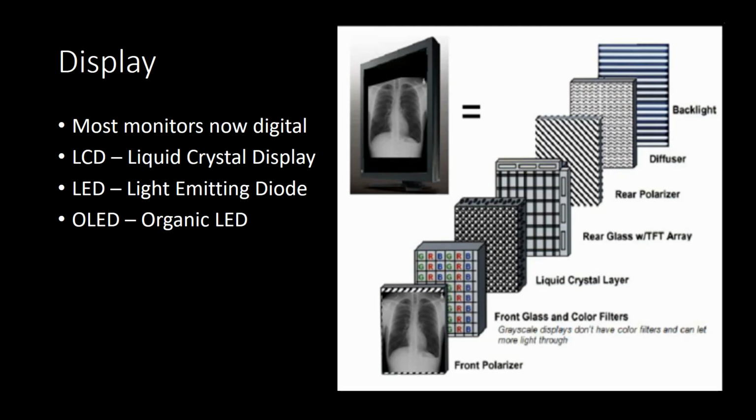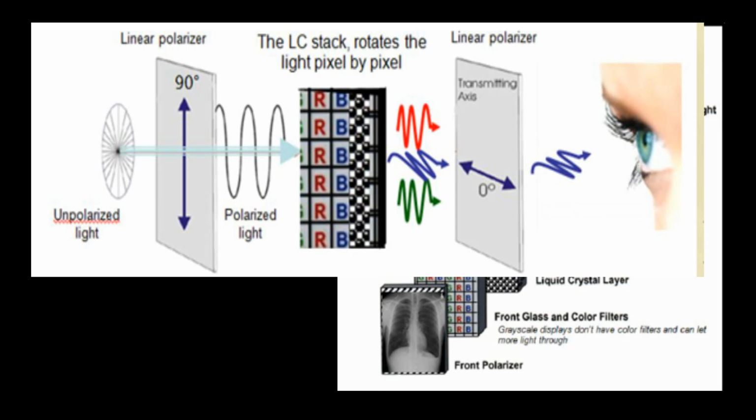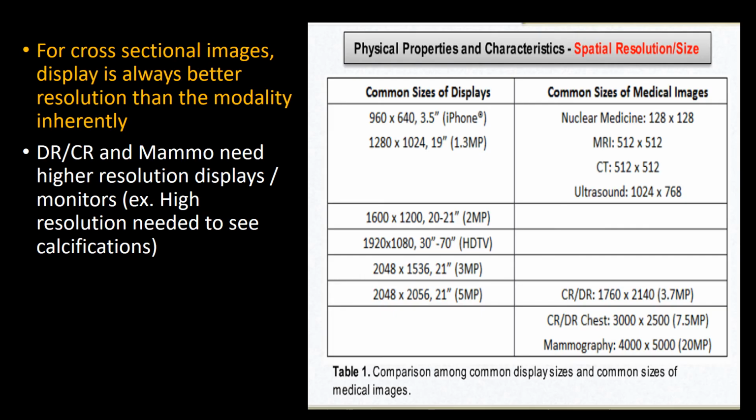Moving on to the next topic, we're going to go into image display and manipulation. Most monitors that we use are now digital, and most of them are either an LCD, LED, or OLED. Those are liquid crystal displays, light-emitting diodes, or organic LEDs. You don't have to know a lot about the specifics of these, just know that they exist. For cross-sectional images, the display is always better resolution than the modality inherently. For CT, MRI, and ultrasound, the display that we're viewing it on is always better than the actual image itself. That's not true for plain radiographs, especially computed radiography or digital radiography, and mammography.